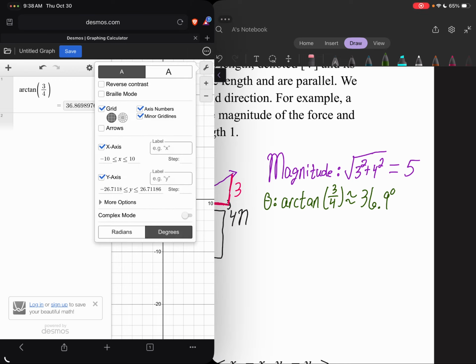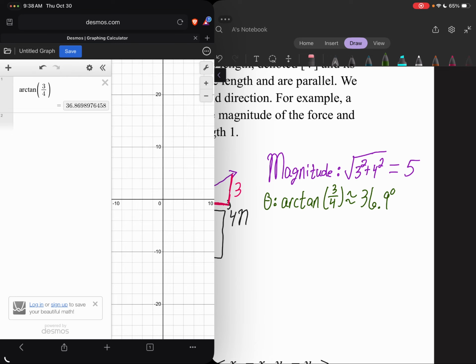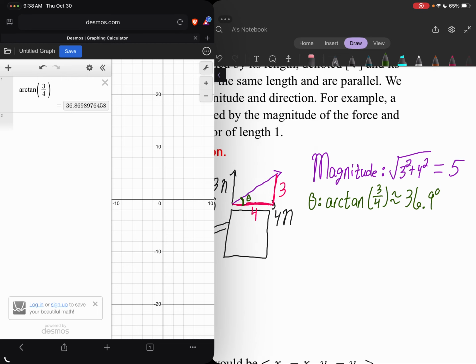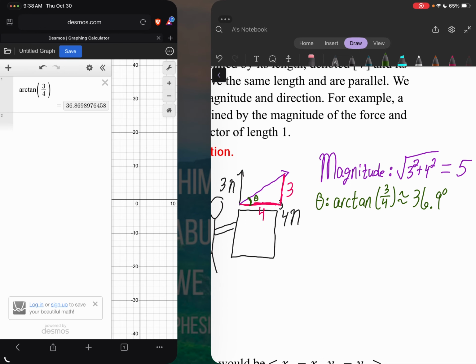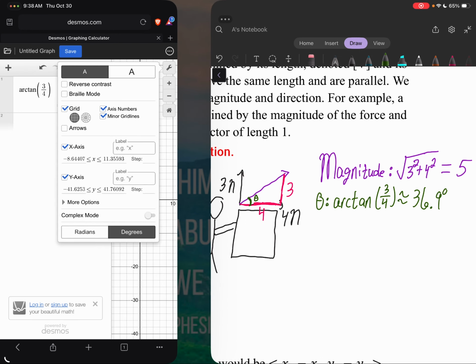Make sure you are in degree mode. I like using the testing version of Desmos. That's what you get to use in college. But if you're not using it, and if you are, it's still a good idea to check if you're in degree mode.